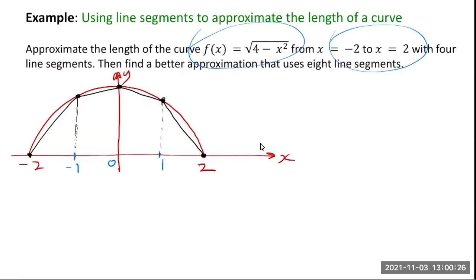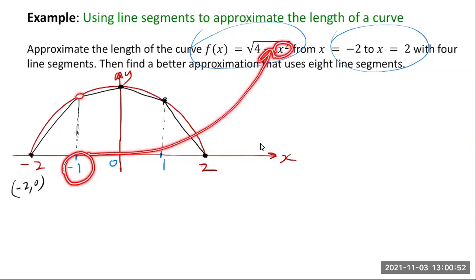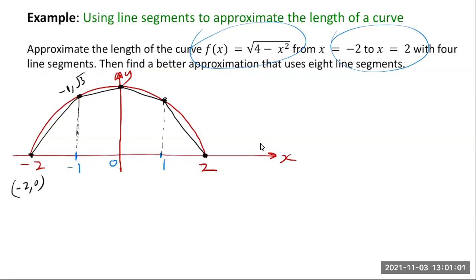So how do you find the length of these line segments? For example, how do you find this length? Well, that's not too bad because we know this point. This point is (-2, 0). And then we can find this point by plugging -1 in your function. If you plug in -1 in this function, you will see that this point is (-1, square root of 3).